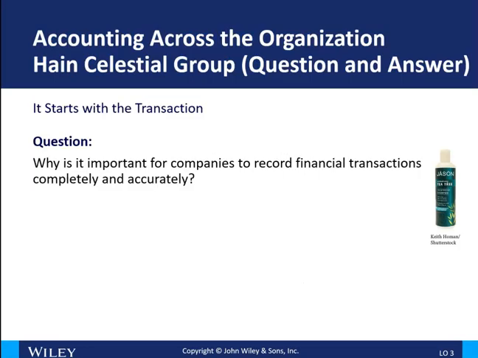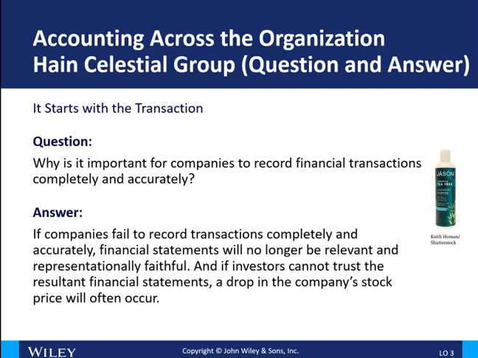Okay? So why is it important for companies to record transactions completely and accurately? If companies fail to record transactions completely and accurately, financial statements will no longer be relevant and representationally faithful. So investors cannot rely on them. So often the company stock will drop because of that. If it becomes fraudulent, people can go to jail. So we need to get the transactions correct.